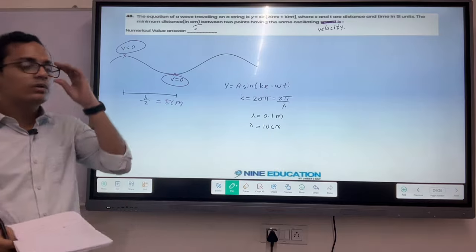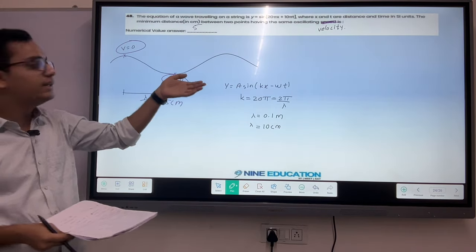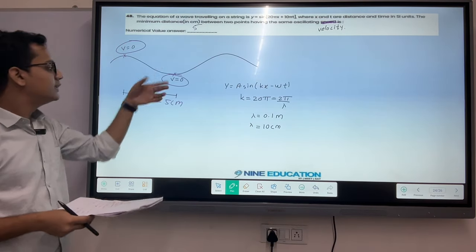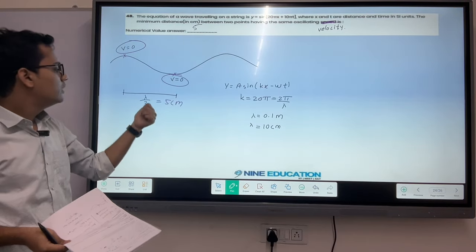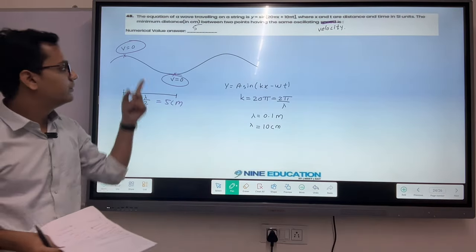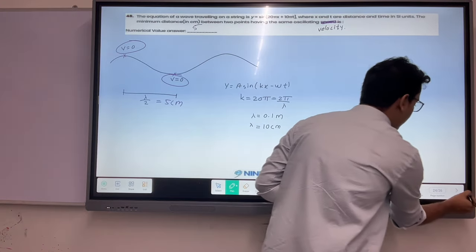Okay, so the 2 points which have same velocities, they are these extreme points, and the distance between them is lambda by 2, and you can easily calculate the value of lambda from the equation. So lambda is 10 centimeter, lambda by 2 is 5. 5 is correct answer. Clear?